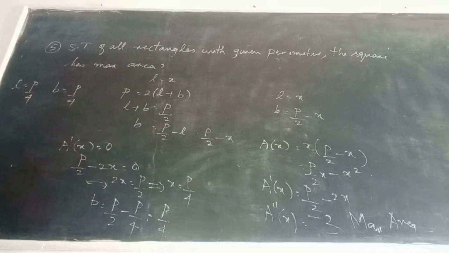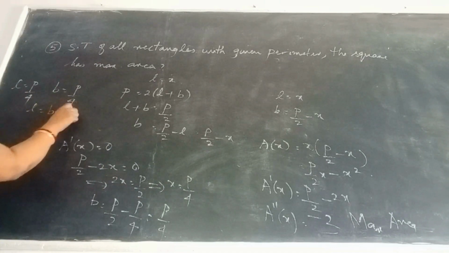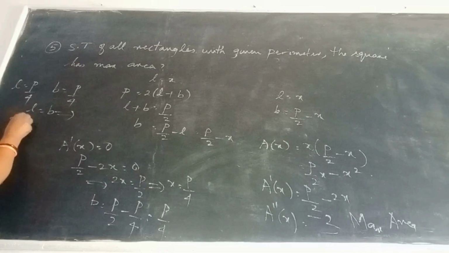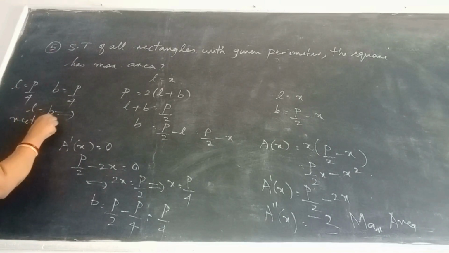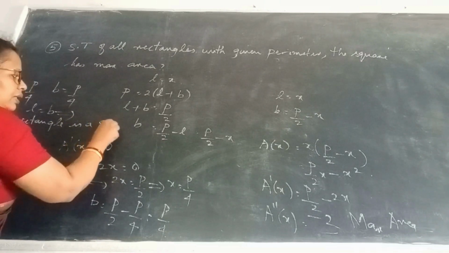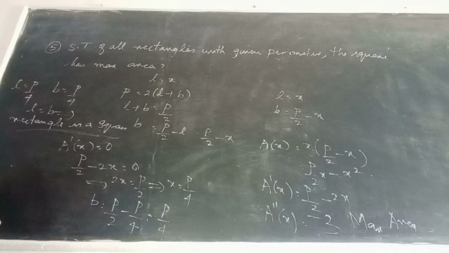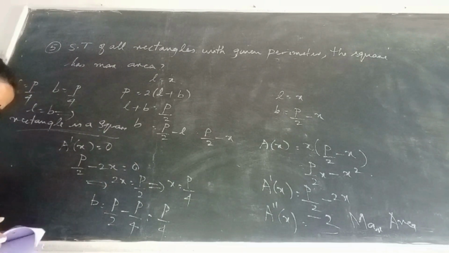See here, length and breadth are equal. Length equal to breadth implies what? The rectangle is a square. That is what was asked to prove. Maximum area is a square. Next question.